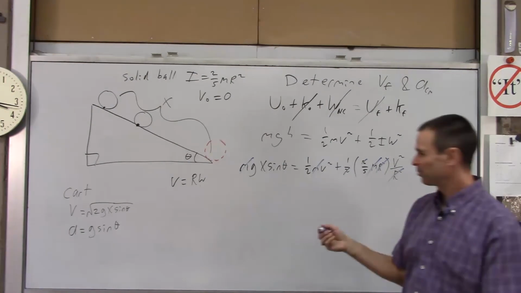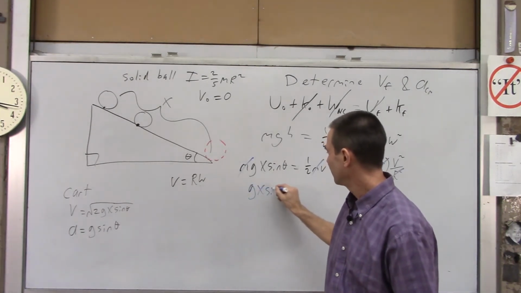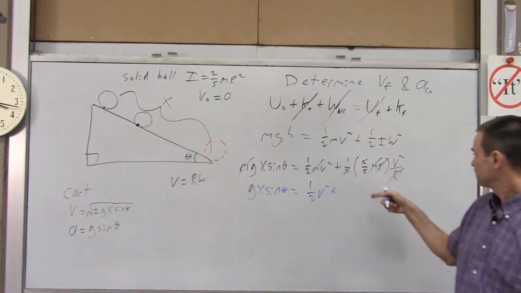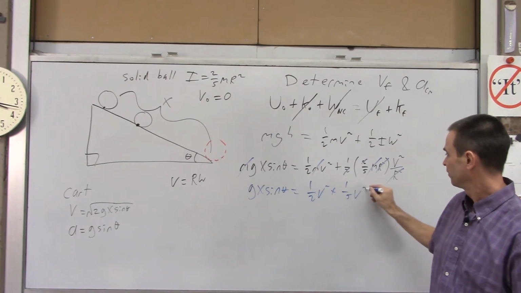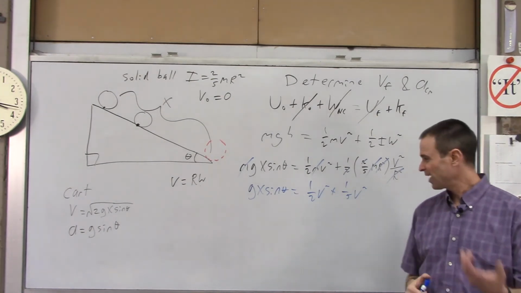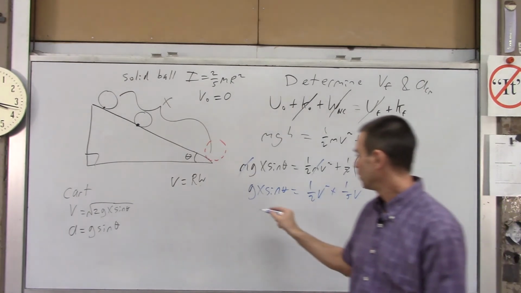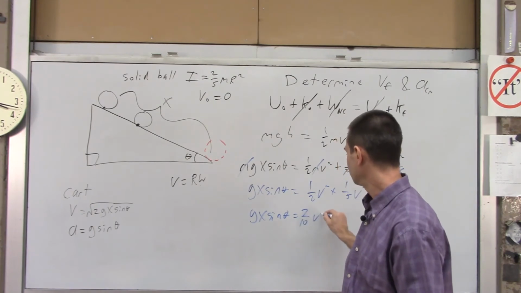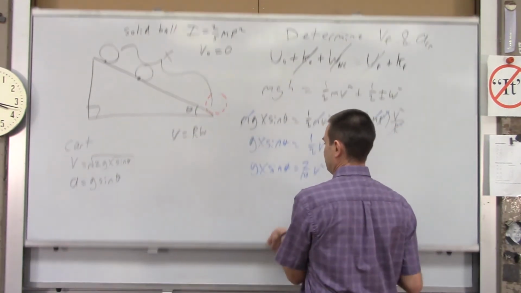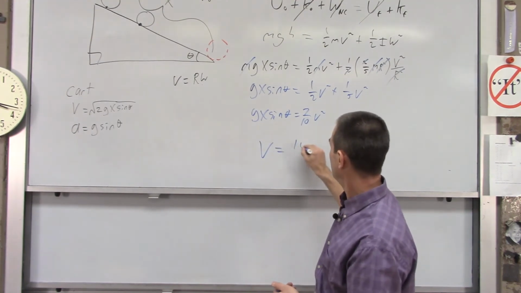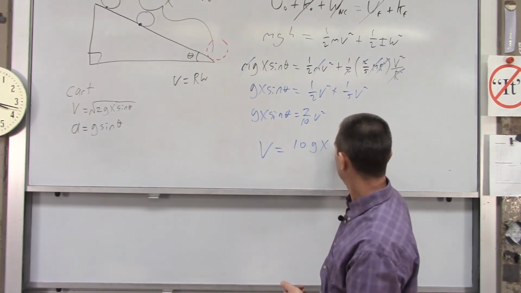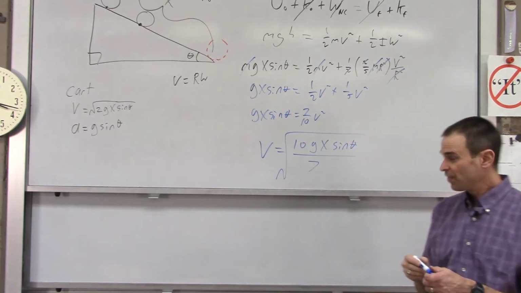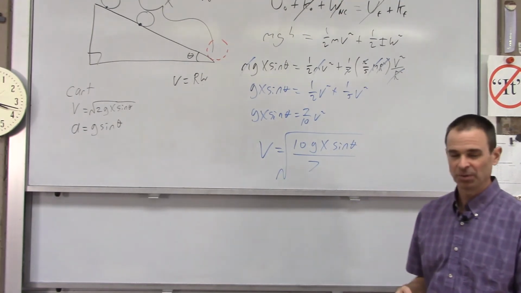So then you get a pretty easy equation: gx sine theta equals 1/2 v squared plus 1/5 v squared. What's 1/2 plus 1/5? That's 5/10 and 2/10, which is 7/10. So gx sine theta is 7/10 v squared. If you get v by itself, v is the square root of 10 gx sine theta over 7. So that is your final velocity of the ball at the bottom of the ramp.